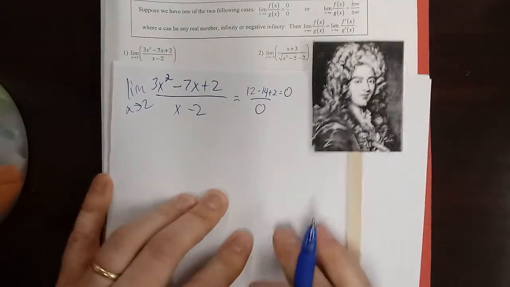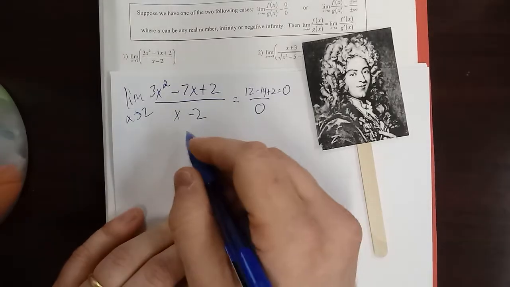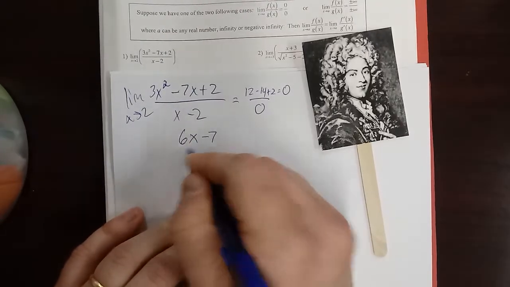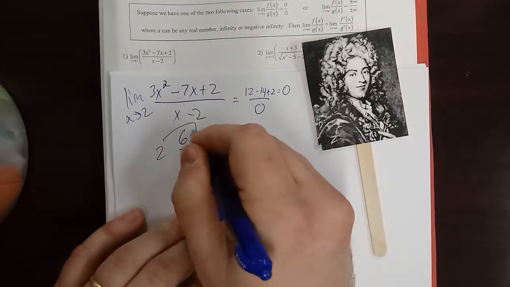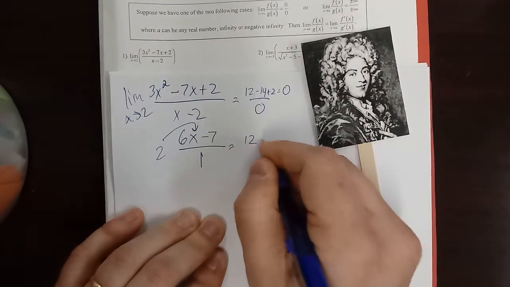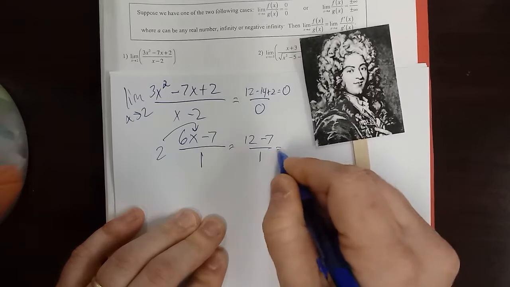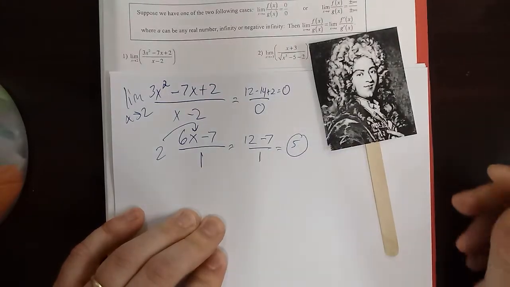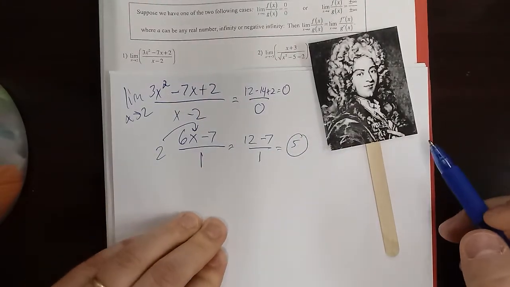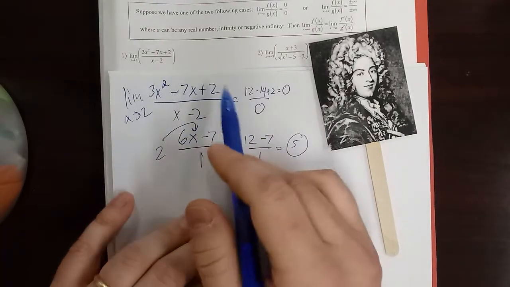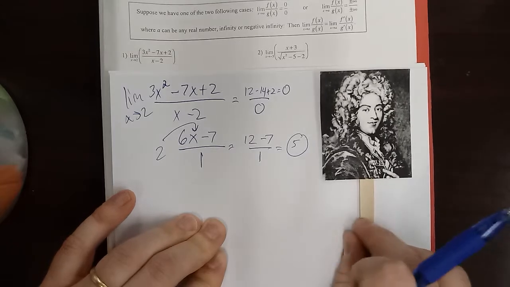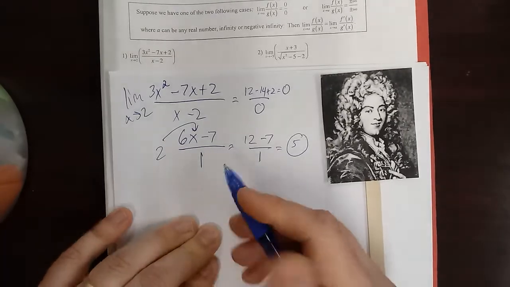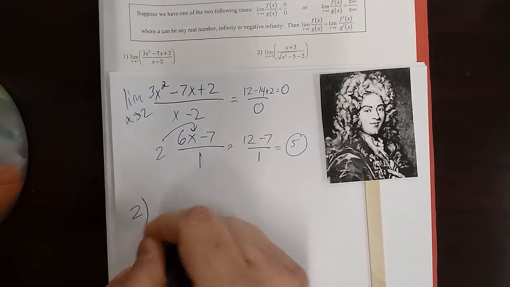Bonjour! And so because of that, I can take the derivative of the top and bottom, 6x minus 7 over 1, plug in the 2, and we get 12 minus 7 over 1, we get 5. So instead of having to factor the top and then do canceling and then plugging in the 2, our buddy L'Hopital lets us just jump right to the answer. Let's look at number 2.